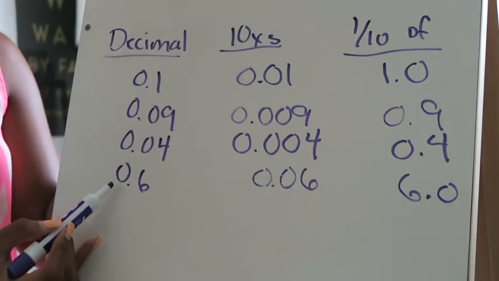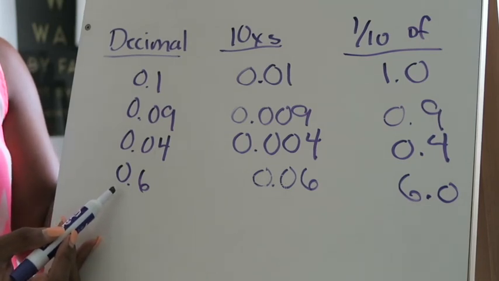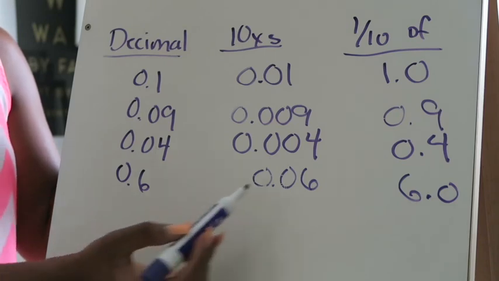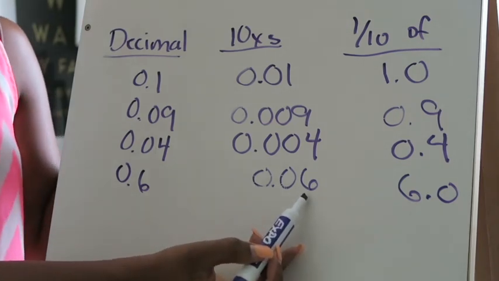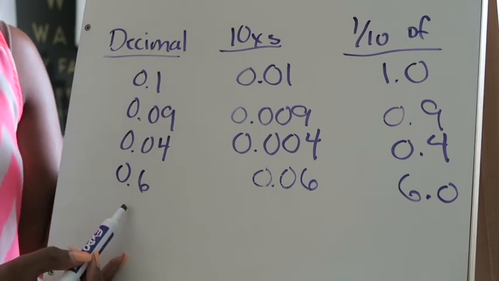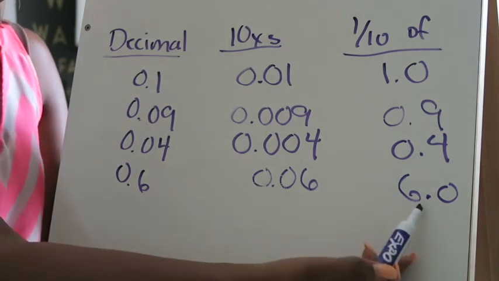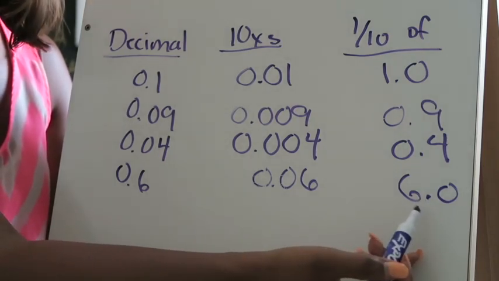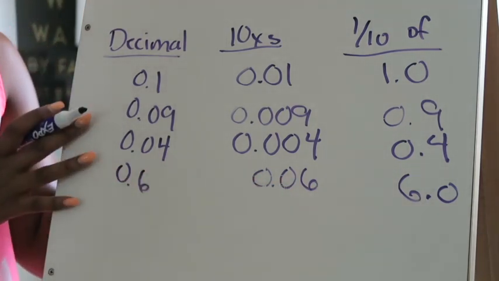And then the very last one they give us is 6 tenths. Ask yourself, 6 tenths is 10 times as much as what number? The answer to that would be 6 hundredths. And then 6 tenths is 1/10 of what number? And that would be 6 wholes or 6.0 or just the number 6, depending on how you want to read it. So this is problem number 3.